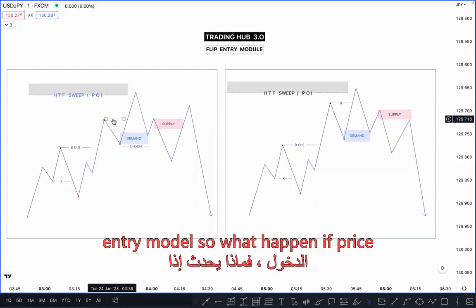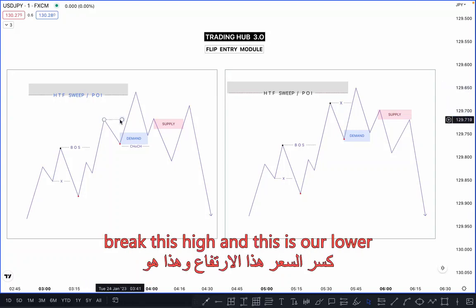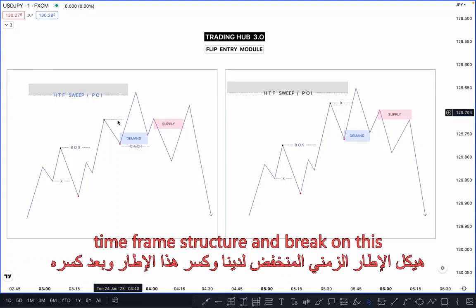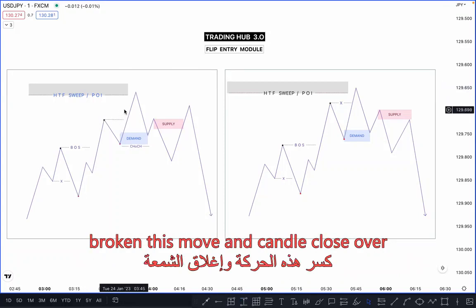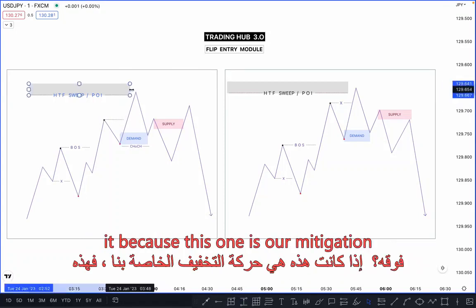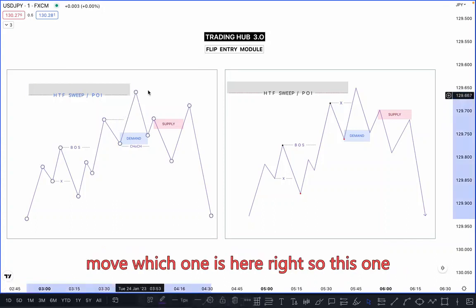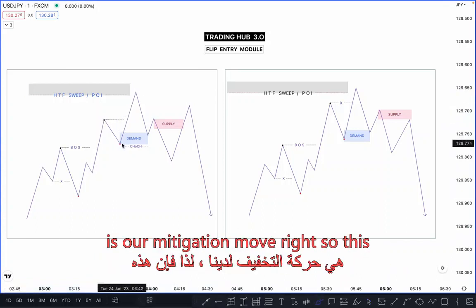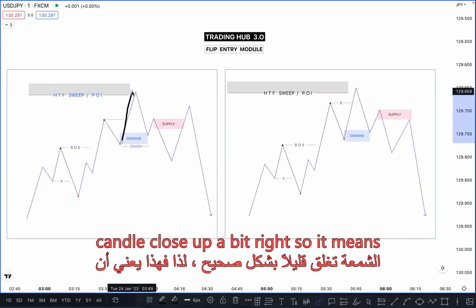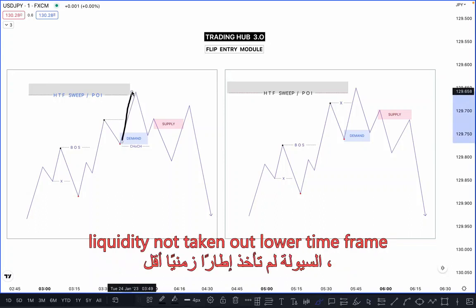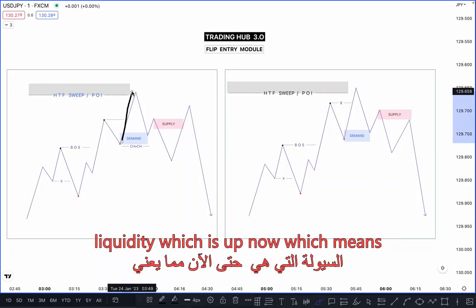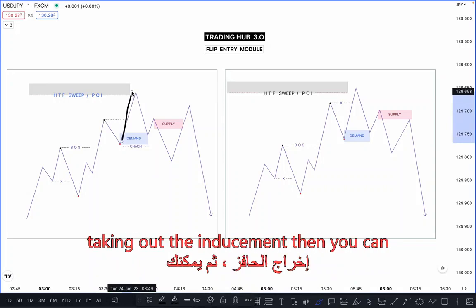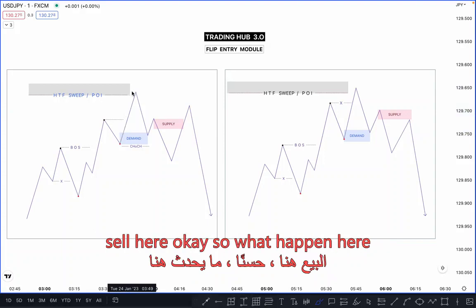So what happens if price breaks this high, and this is our lower time frame structure, and it breaks this one, and after breaking this move a candle closes over it, because this one is our mitigation move, right? So this candle closes above it, which means liquidity is not taken out in the lower time frame. Then you have to wait for the liquidity to be taken out, which means the inducement, then you can sell here.